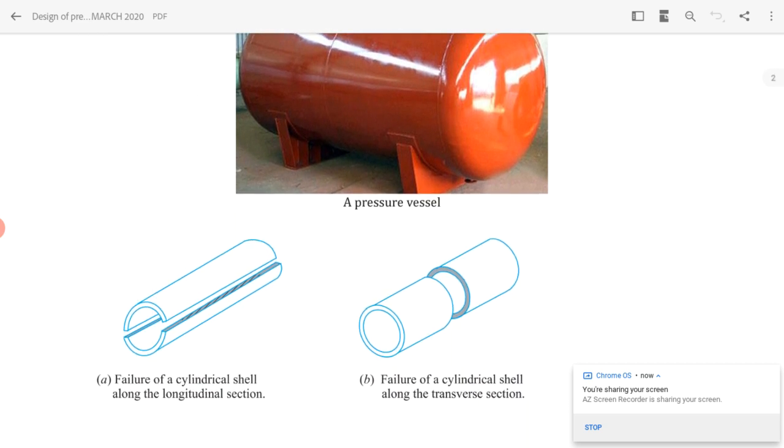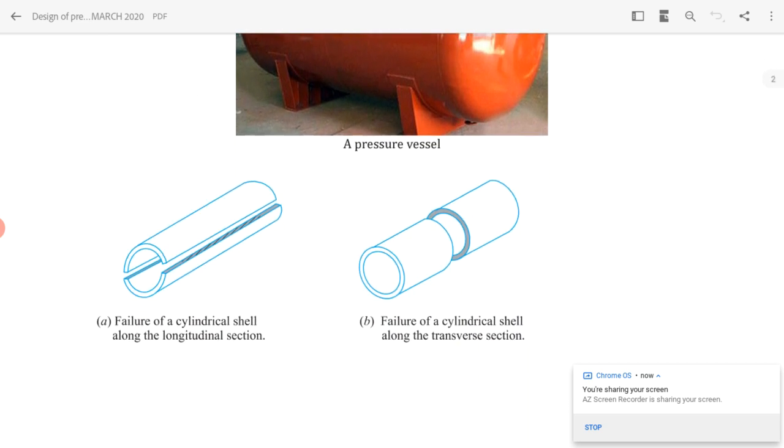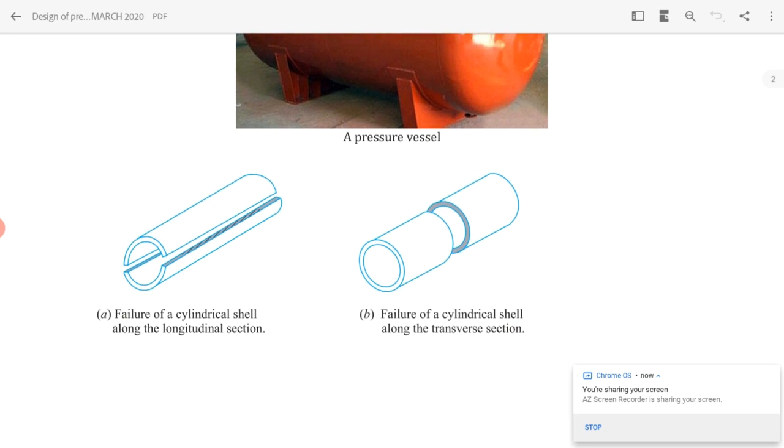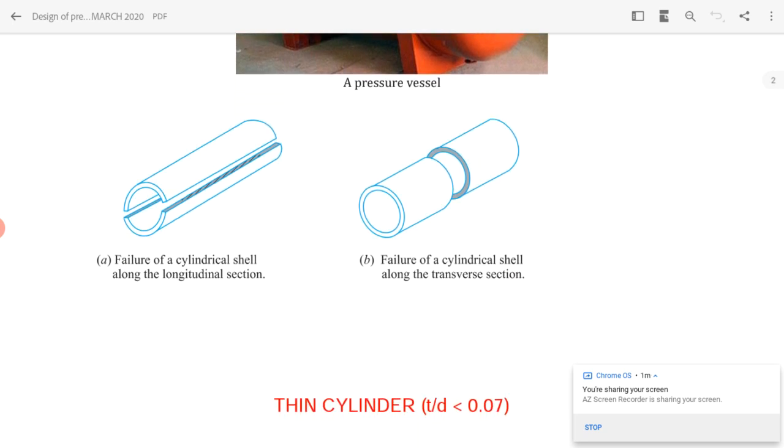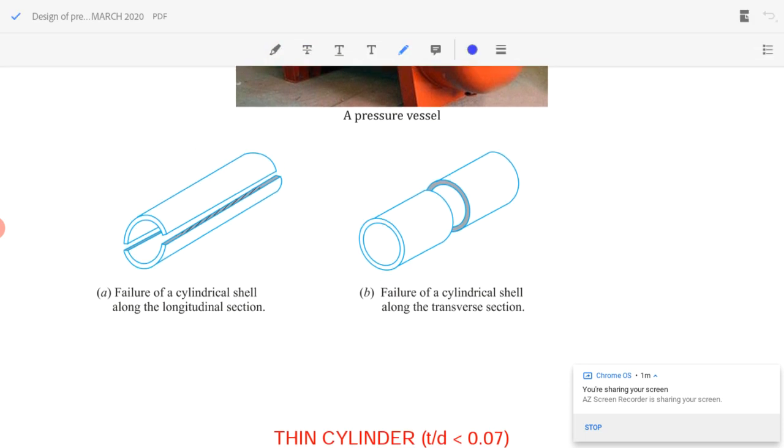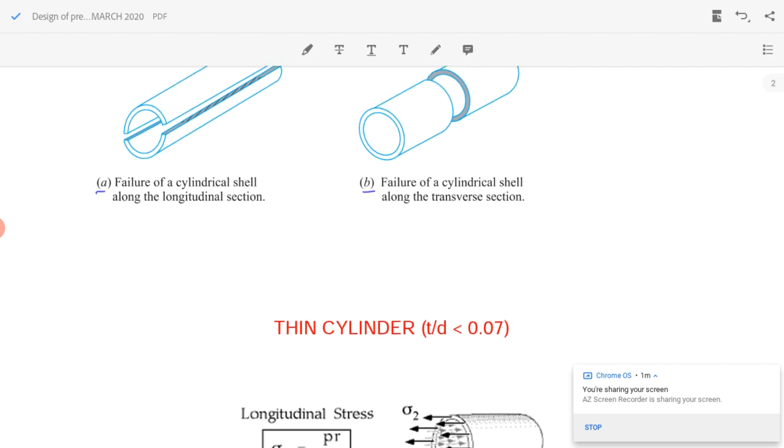The pressure vessels are subjected to very high internal pressure, due to which they can fail either along the longitudinal direction, as seen in figure A, or along the transverse direction. Suppose we consider the first failure, I can find the equation for this one.